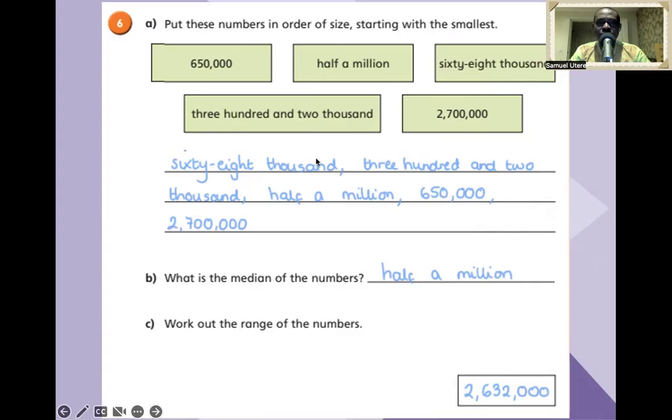So now that you have written the numbers, you can find the median. The median means the number in the middle, counting from the left and also from the right until you find the number in the middle. If you don't remember median, you can go and watch our earlier videos from term 1. There's a video there where we learned about median. The range is the largest minus the smallest, okay? The biggest number minus the smallest number.